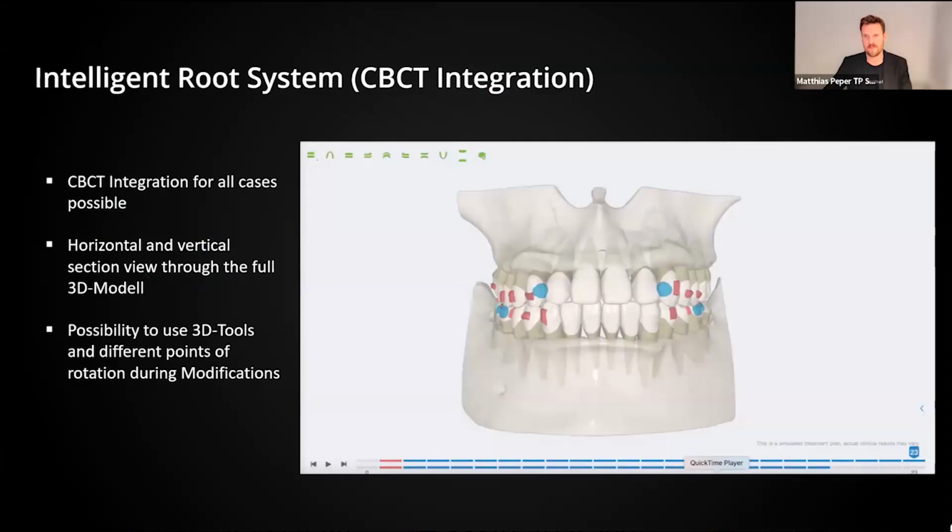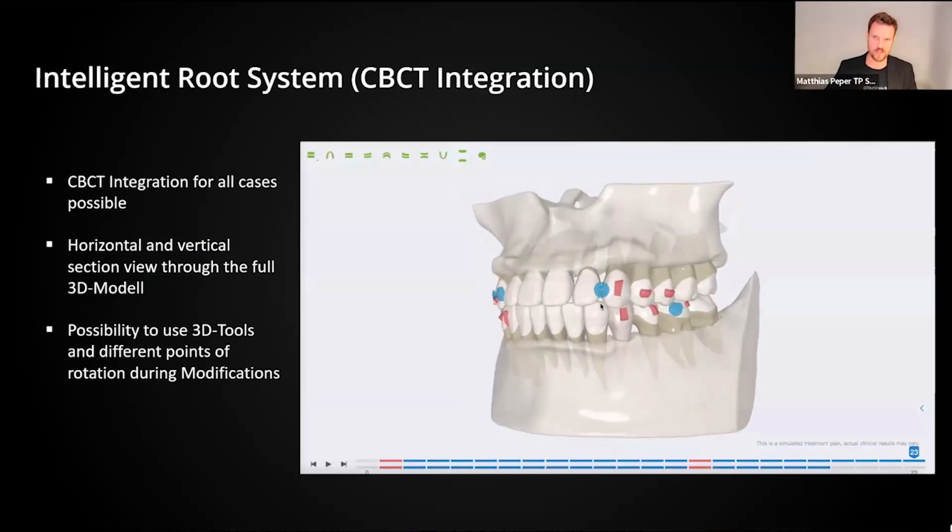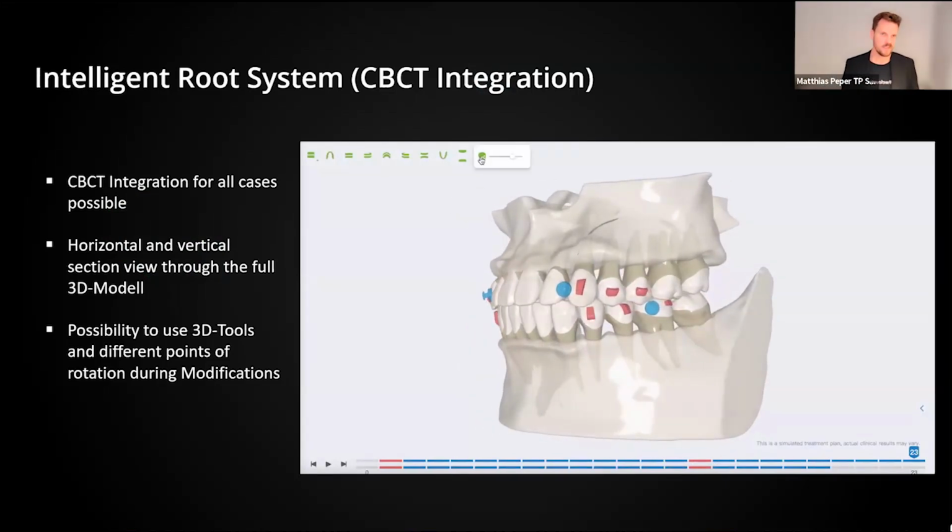First of all, we have the intelligent root system, or if we use the CBCT integration. So we have the CBCT integration for all cases possible. We have horizontal and vertical section view through the full 3D model. And we have the possibility to use the 3D tools and different points of rotation during the modification. So this is something that you can see now.